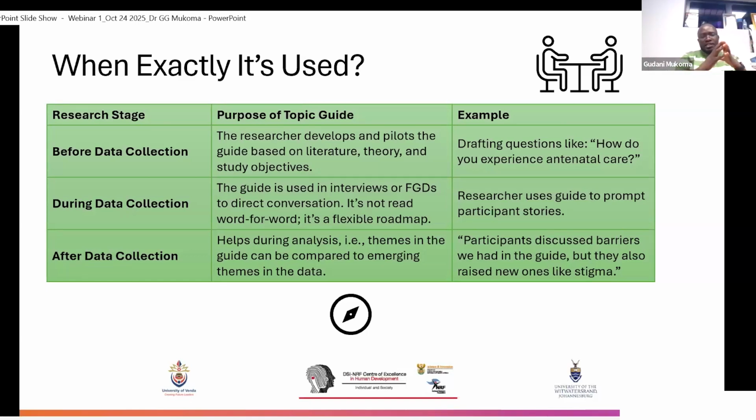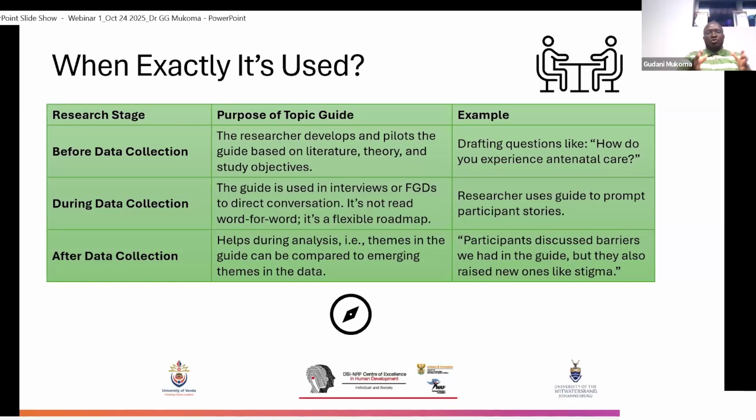And during the data collection, the guide is used in interviews or FGDs to direct the conversation. So it's not necessarily a read word by word type of instrument or guide. So it's much more flexible. So you would think of it as a sort of a compass that will be directing your conversation. So this tells you that at any point you can be able to probe even further for you to be able to understand in depth other issues that would be arising due to what the participant is saying or due to the feelings of the participants at that point in time. So it's very important that you understand that you don't necessarily have to stick to what is written in that guide.